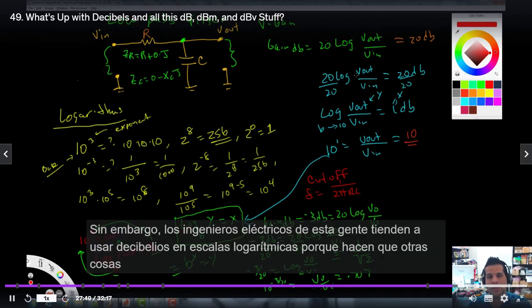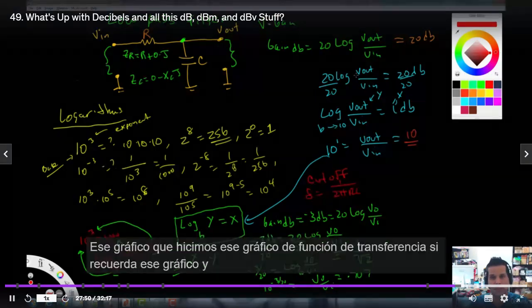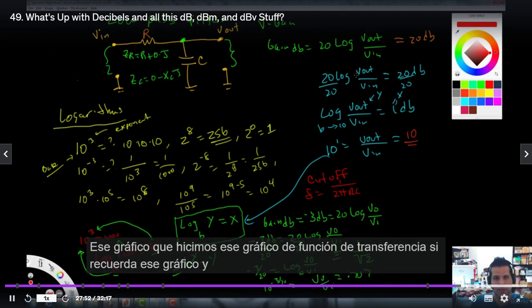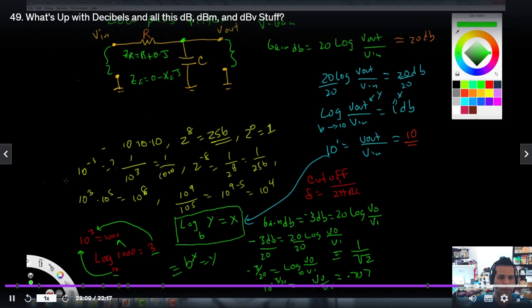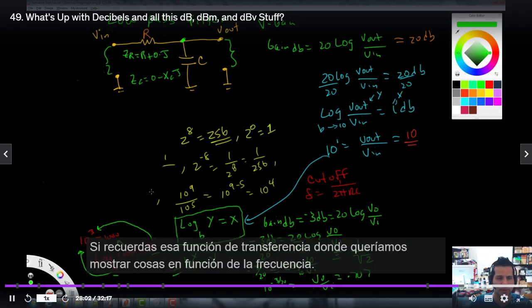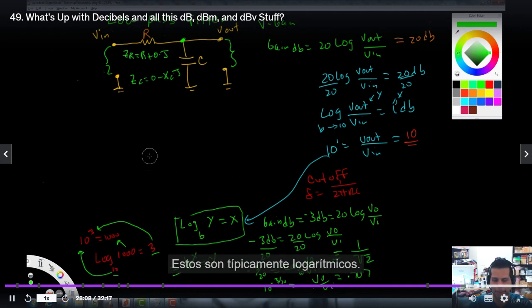However, electrical engineers tend to use decibels and logarithmic scales because they make some other things nice and clean. For example, that transfer function chart we made, if you remember that graph, and we'll finish with that. Let's just erase this stuff right here. If you remember that transfer function where we wanted to show things as a function of frequency, these are typically logarithmic.